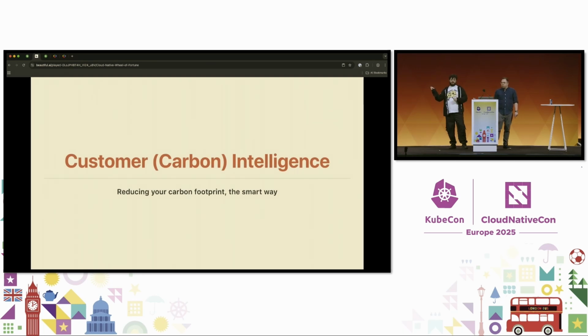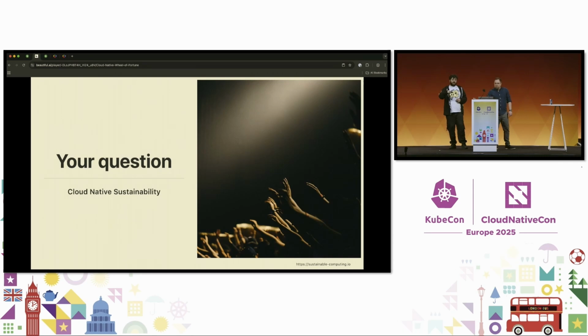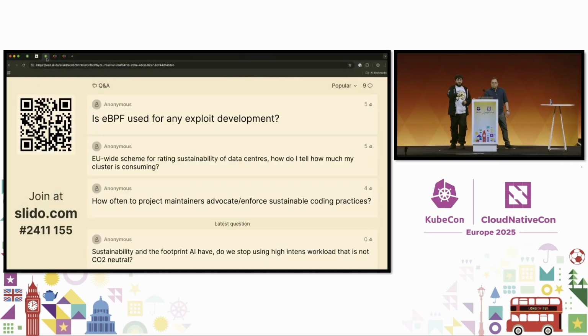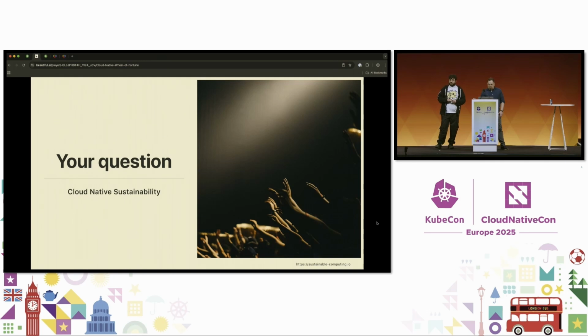And this is actually the story that I was talking to you about, the carbon intelligence one. And your question was very interesting on Slido. It was, how often do project maintainers advocate and enforce sustainable coding practices? In open source, there is less of an incentive, economically speaking, to make workloads more energy efficient and so less expensive. I would say that it starts by having a few. So open an issue in your projects and ask what they are doing about carbon efficiency. Go to the CNCF TAG Sustainability. They have carbon reviews, which is an initiative to measure the carbon footprint of every CNCF project. And like that, we can start and think about green open source.